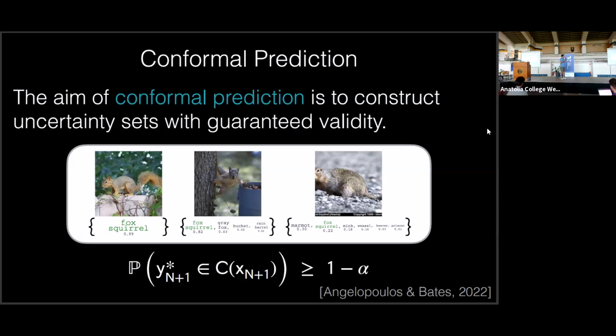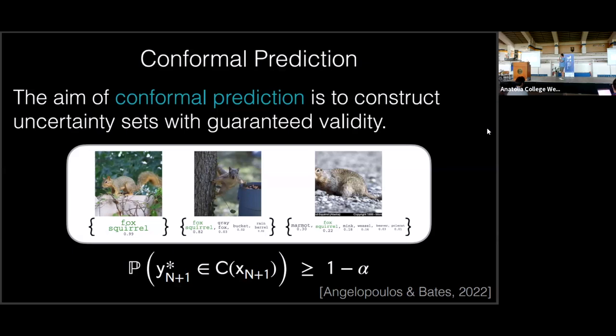Here's an example I took from a paper. It's hard to see, but imagine you put into your classifier this picture of a squirrel. This is a very clean picture of a squirrel, so we hope our model would be very confident in getting the label right. It says it's a fox squirrel with 99% confidence, and our label set only has one element in it, this fox squirrel.